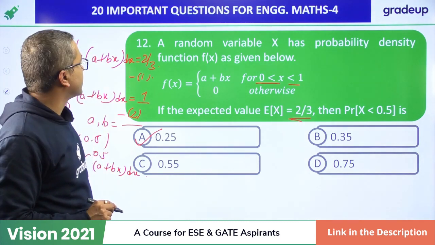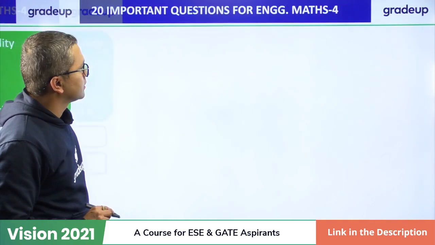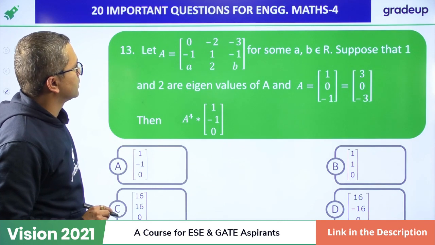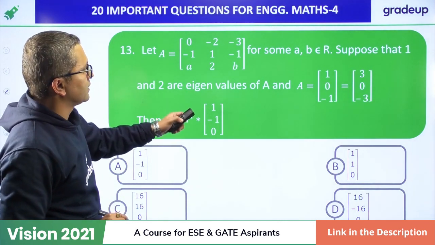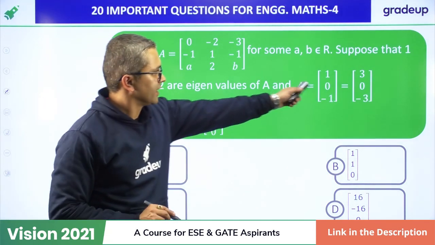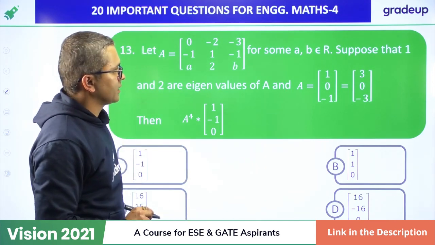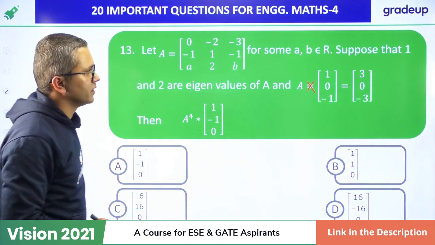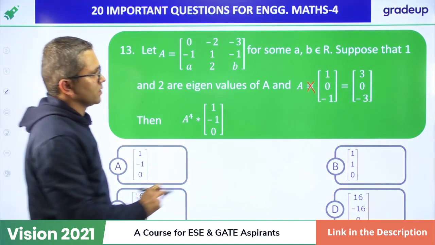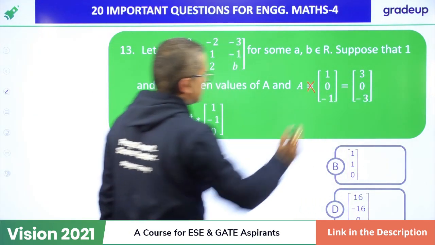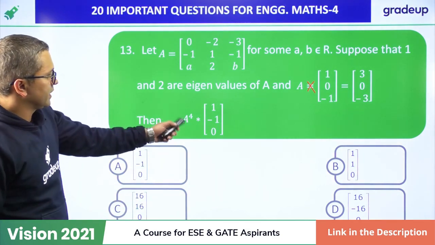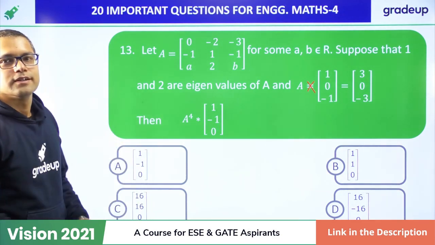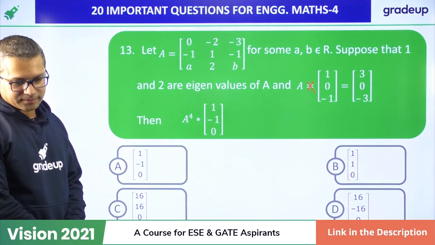Yeah, I have already repeated it. Chalo. Okay, fine. So A is this matrix, and 1 and 2 are eigenvalues of A. So it is not equal to, this should be multiplication. A into 1, 0, minus 1 equals 3, 0, minus 3 is given to you. Now you have to find A to the 4 into 1, minus 1, 0. So please do this. What do you think it is?